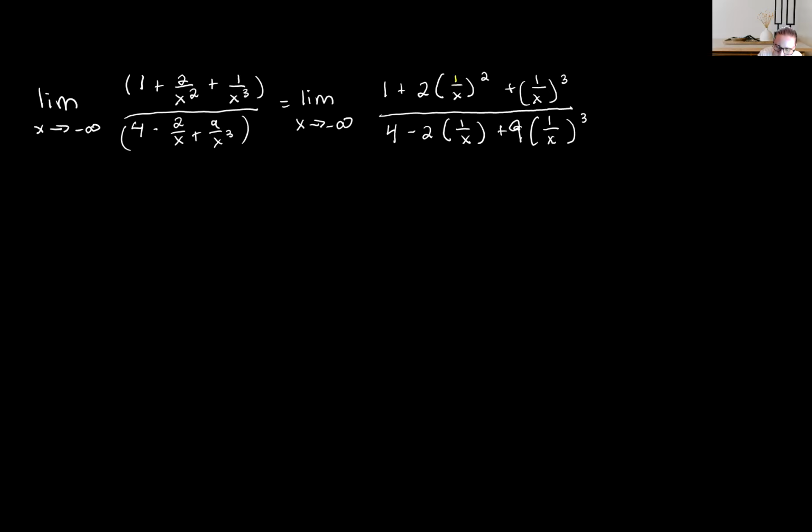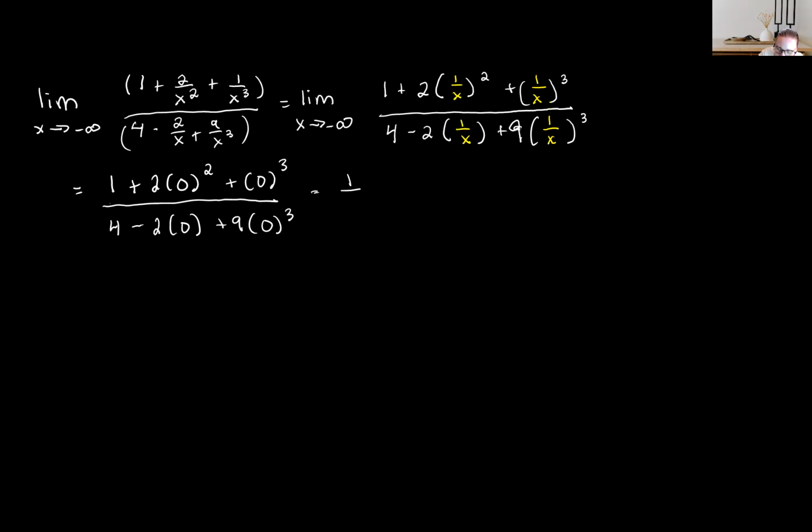Now, everything that is 1 over x is going to become 0 when I take the limit, because the limit as x goes to negative infinity of 1 over x is 0. So I'm going to take the limit, which means the limit notation disappears and I can replace them with 0. So I had 1 plus 2 times 0 squared plus 0 cubed over 4 minus 2 times 0 plus 9 times 0 cubed. And you end up with 1 over 4 with a lot more steps.